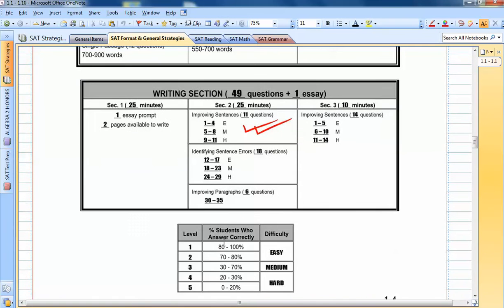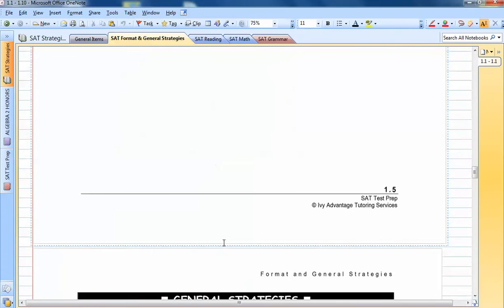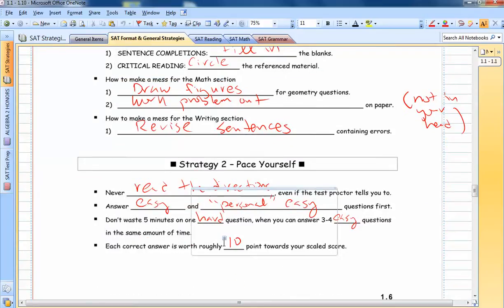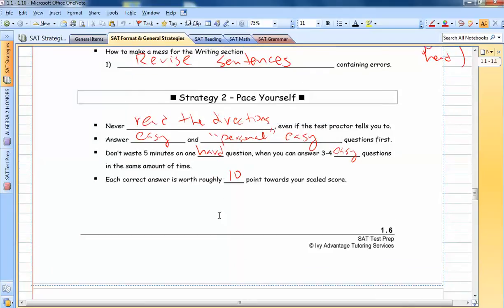Actually, that's not quite right there. But sometimes you might have 3 or 4 hard improving sentence questions, like 17 through 20 of the writing section. But numbers 21 through 24 could be easier.